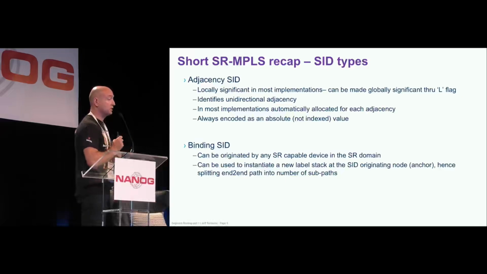A very important detail: by default, on most implementations, it is locally significant. It means that in order to look up a locally significant SID, you need a node SID on top, which requires imposing two labels, not just one. And binding SID is a SID that describes a particular action on the anchor node, the node that instantiates the binding SID. The previous speaker talked about it. It's a very important concept in MSD.